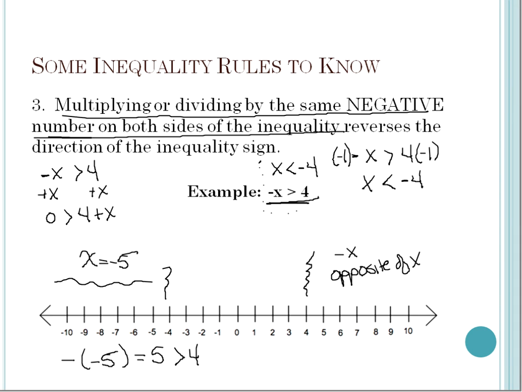And then finally, I'm going to subtract 4 from both sides. And I'm going to see I have x is less than -4. And so when I add that positive x, I'm taking x to that opposite side. And we can see there's kind of that relationship of reversing that inequality.